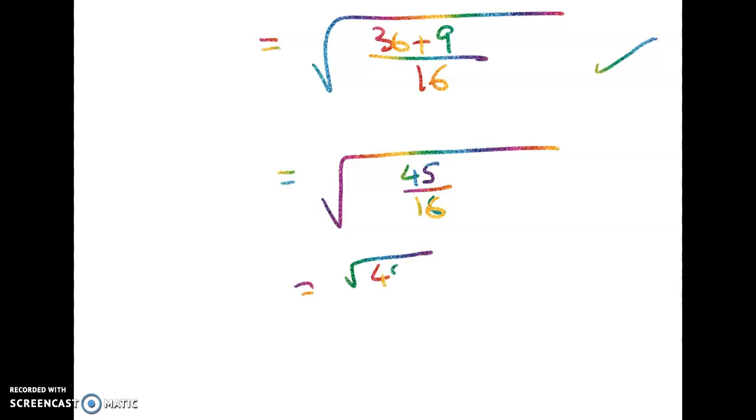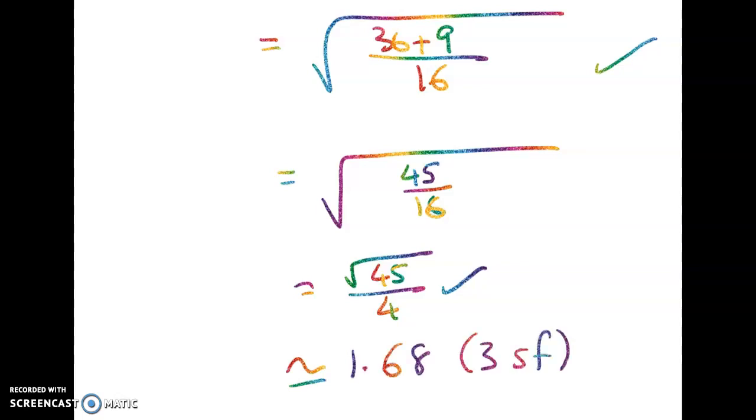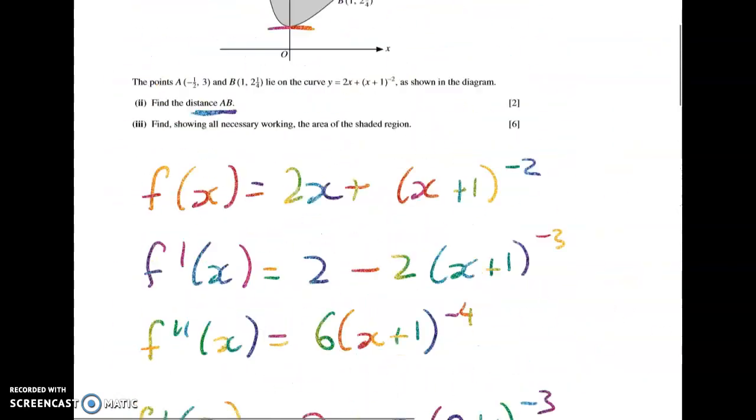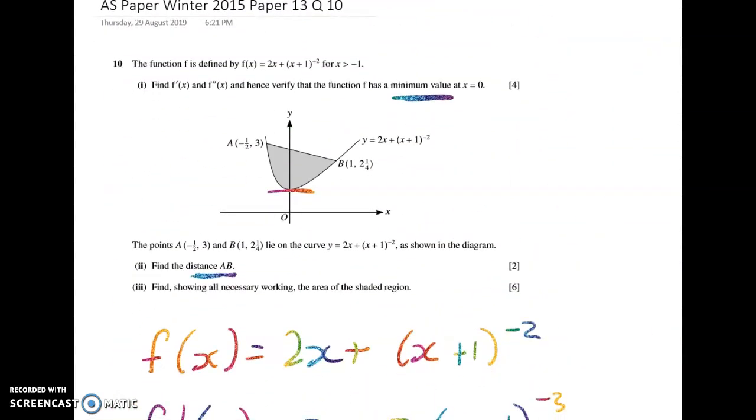So we get root 45 on 4 is my lovely answer, or my calculator answer to 3 significant figures is 1.68 to 3 SF. Okay, that leaves us the last question, which is the interesting bit. Well, relatively. Now, we have to find the area of the shaded region.